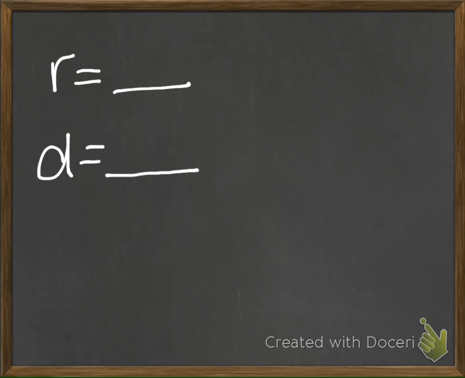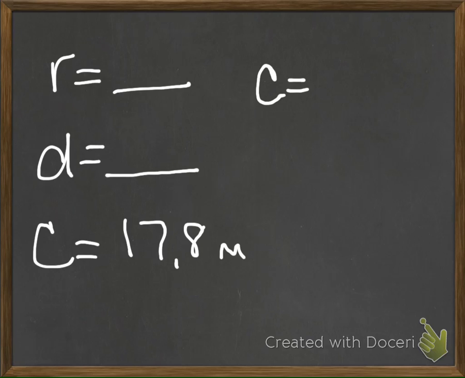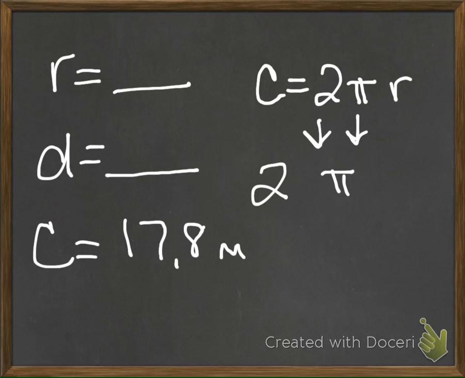Now this is going to be a little different than what we did in class. You guys did exceptional in class, so we can do something a little different. What if I gave you radius equals don't know, diameter equals don't know, but the circumference equals 17.8 meters. How would we figure out what the diameter is, or the radius is? Well, how do we figure that out? The formula for circumference is 2 pi r. Well, we have this, 2. We have this, pi. And we have the circumference.